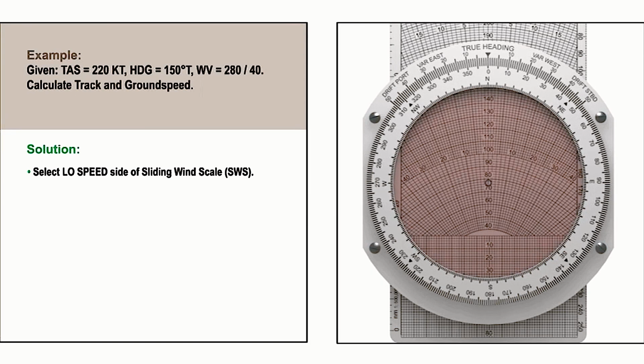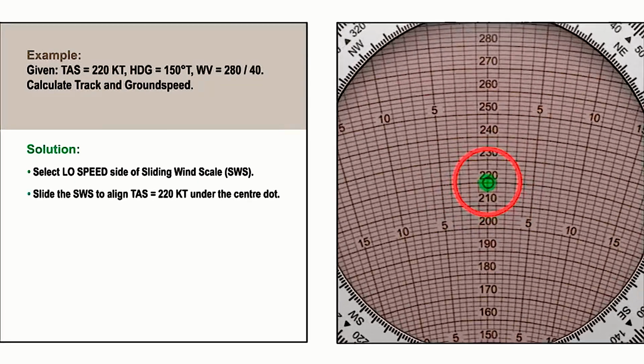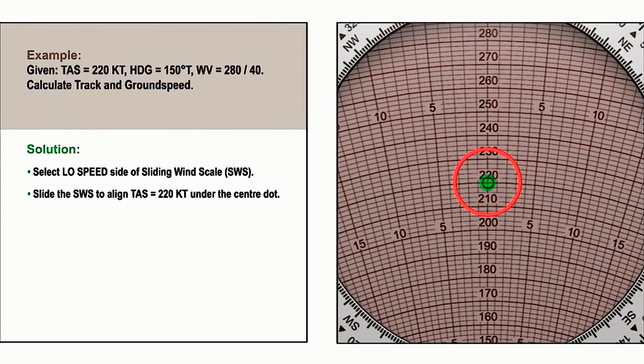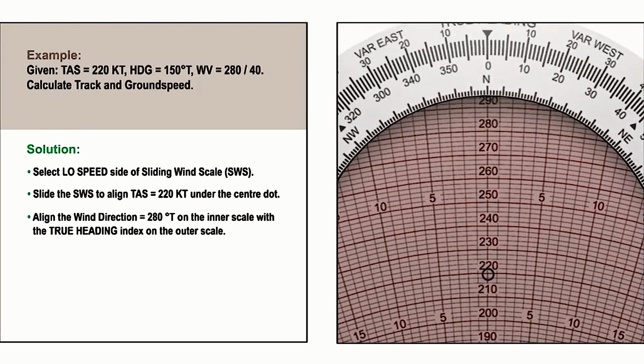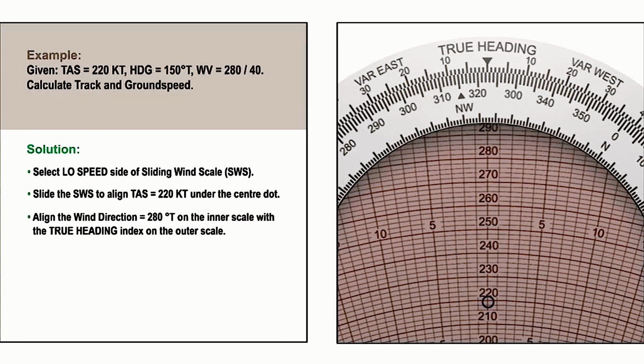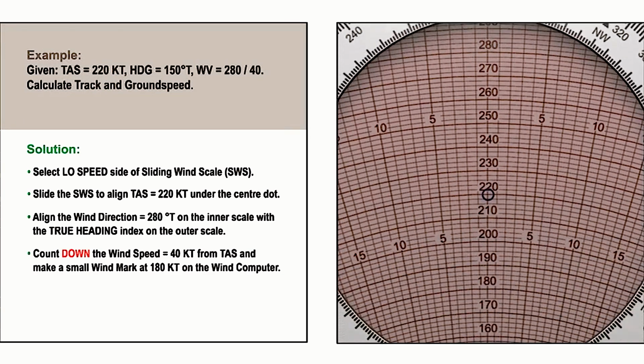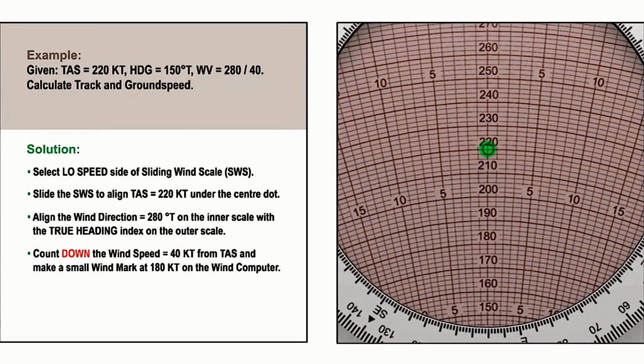Selecting the low speed side of the sliding wind scale, we first place the centre dot over the true airspeed of 220 knots and align the wind direction of 280 degrees. Now we count 40 knots down from the centre dot over the true airspeed and make a small wind mark on the computer above 180 knots. This represents the wind speed of 40 knots.